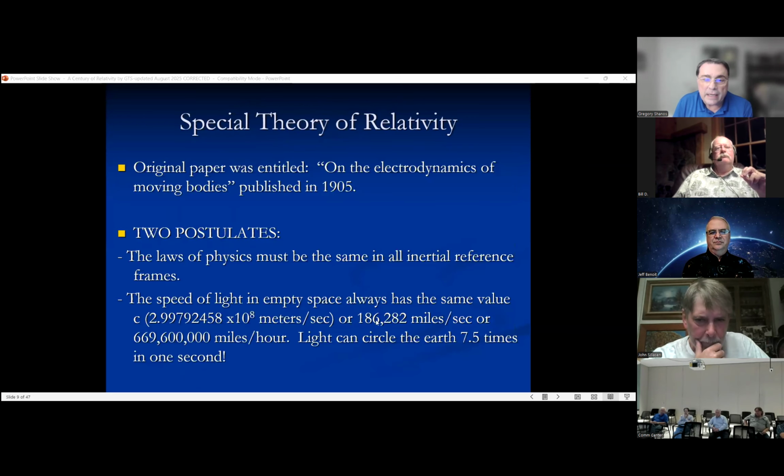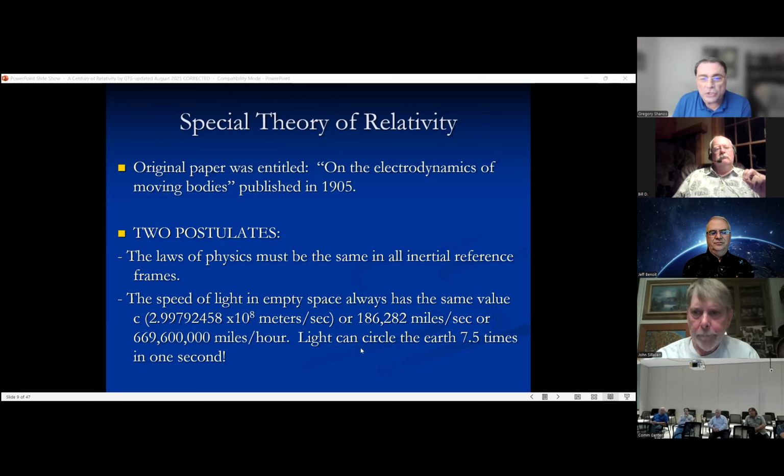And second, the speed of light in empty space is always the same value. It's usually rounded off to 3 times 10 to the eighth meters per second, or 186,282 miles per second. Now that sounds fast. So I did the calculation.